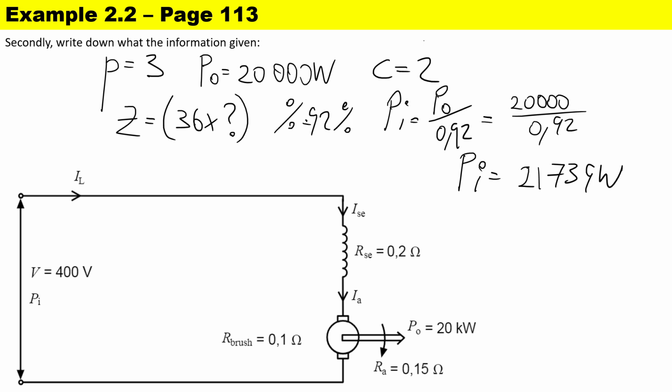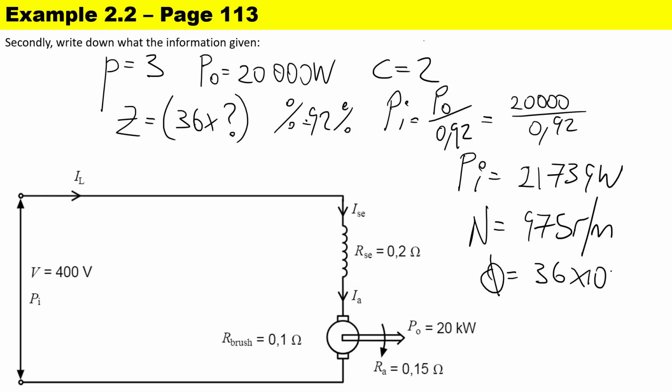Then we have the speed of 975 revs per minute. And the flux per pole is 36 milliweber. Now you can multiply by 10 to the power of minus 3 to convert milliweber to weber. We do have the armature resistance is 0.15, the series resistance 0.2, and the brush contact resistance is 0.1.